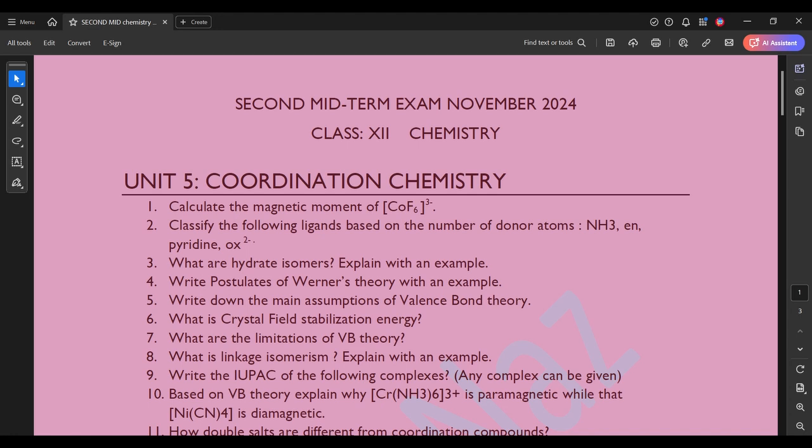What are the limitations of VB theory is a 2 mark question. What is linkage isomerism? Explain with an example. This is a 2 mark question, or it can be asked in 3 marks.